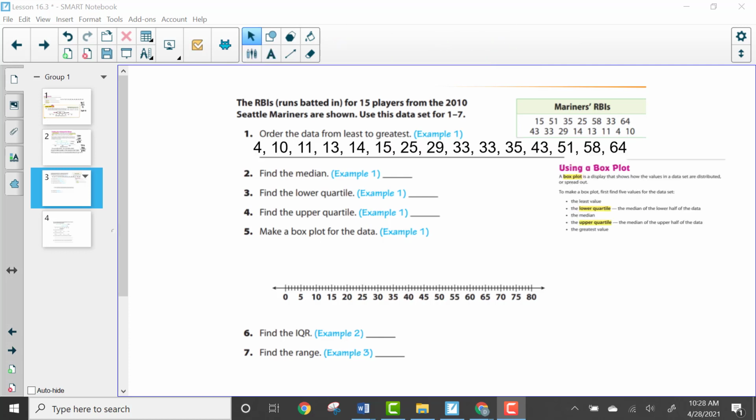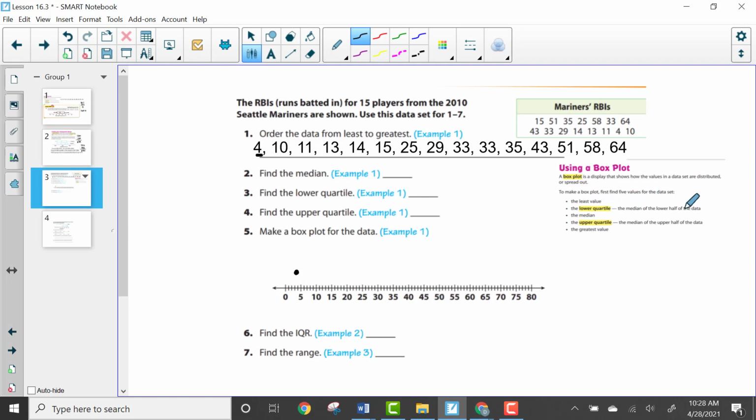So now that we have all of our data ordered from least to greatest, we can start working on our box plot. Now I know the book has it a little bit different here, but what I like to do is go through my box plot in these steps that I have here on the right, so I don't get too mixed up with everything. So I always find my least value first, which is the number 4. And I'm just going to put my dot right there above my 4.